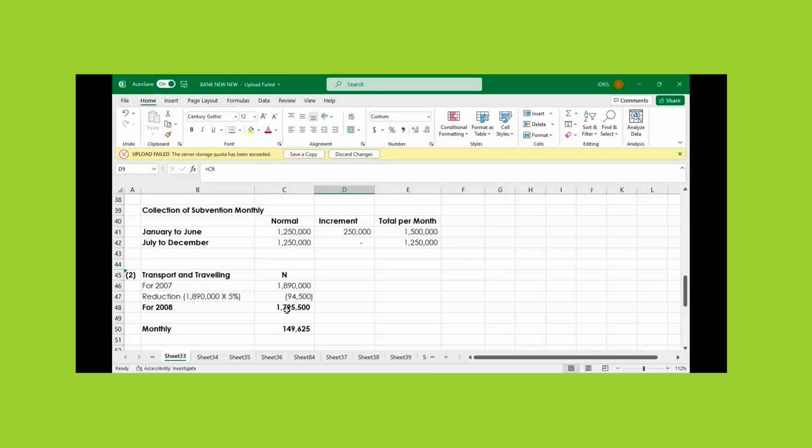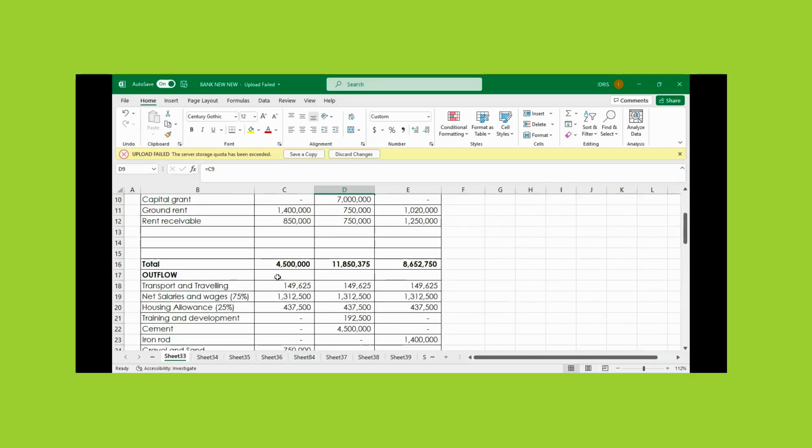1,795,500. I will now divide it by what? 12. Every month I will be receiving what? 149,625. So you will go to your outflow. Under your outflow, you will have your what? Traveling and transport expenses. Transport and what? Traveling. 149,625.